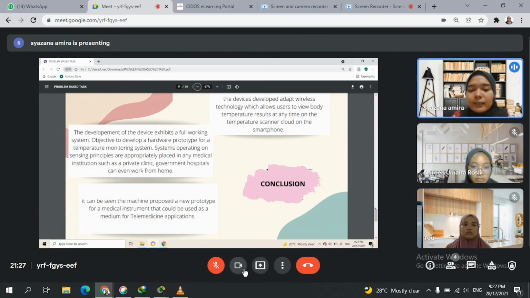Third, it can be seen that the machine proposes a new prototype for a medical instrument that could be used as a medium for telemedicine application. Furthermore, this instrument has the potential for improvement of features. So that's all from us.